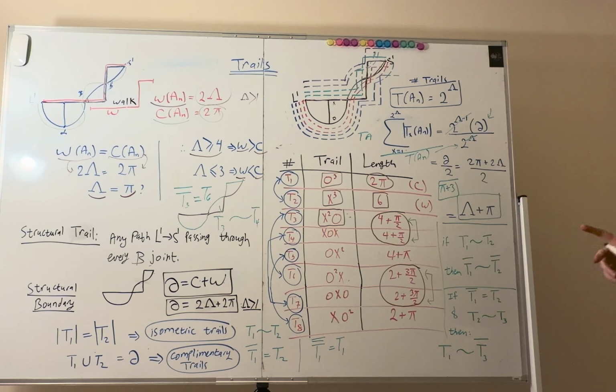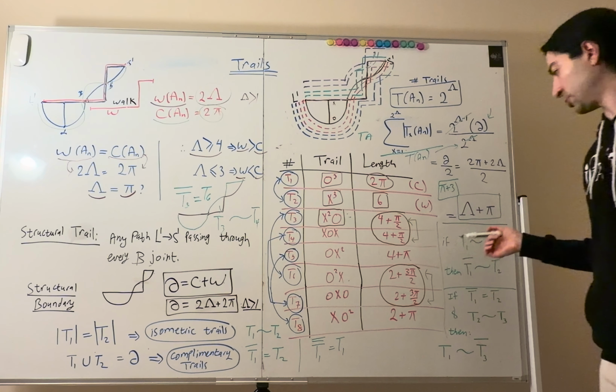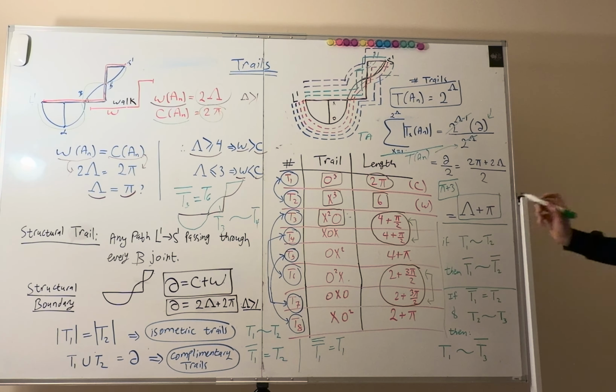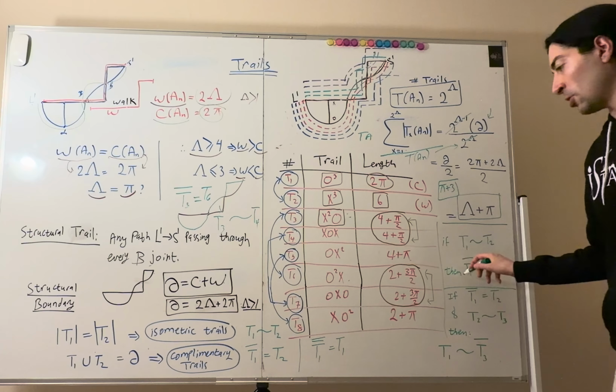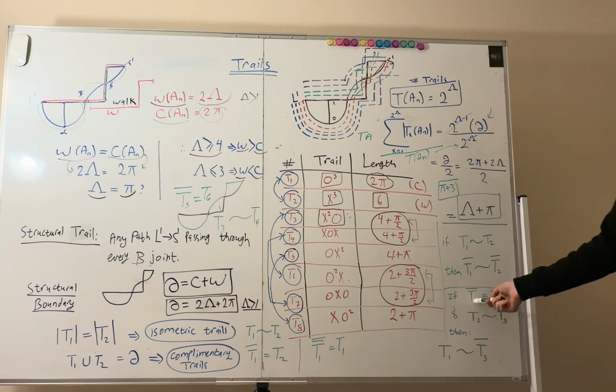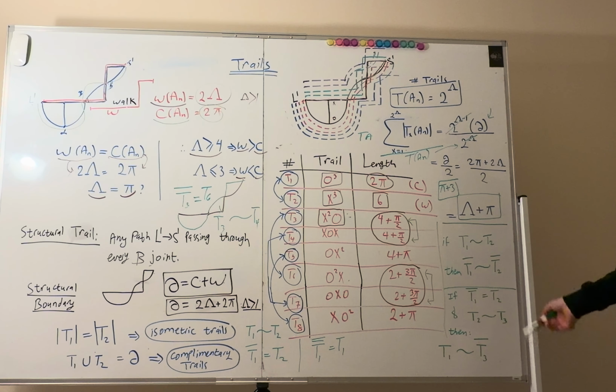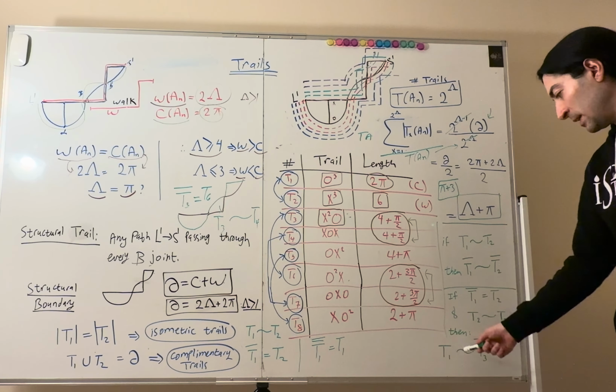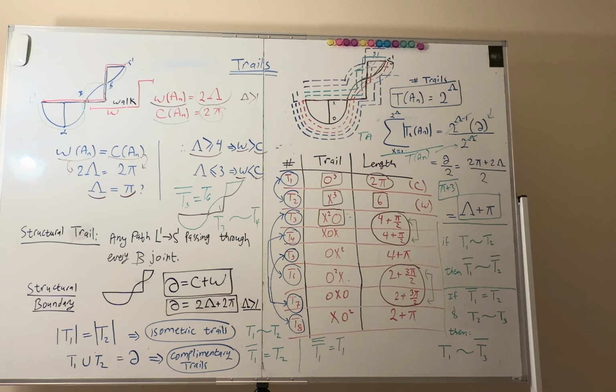Let's do some more logic. If T1, a trail of a sectoral structure, if T1 is isometric to T2, then the complement of T1 is isometric to the complement of T2. Let's do another logic equation. If the complement of T1 is equal to T2 and T2 is isometric to T3, then T1 is isometric to the complement of T3.